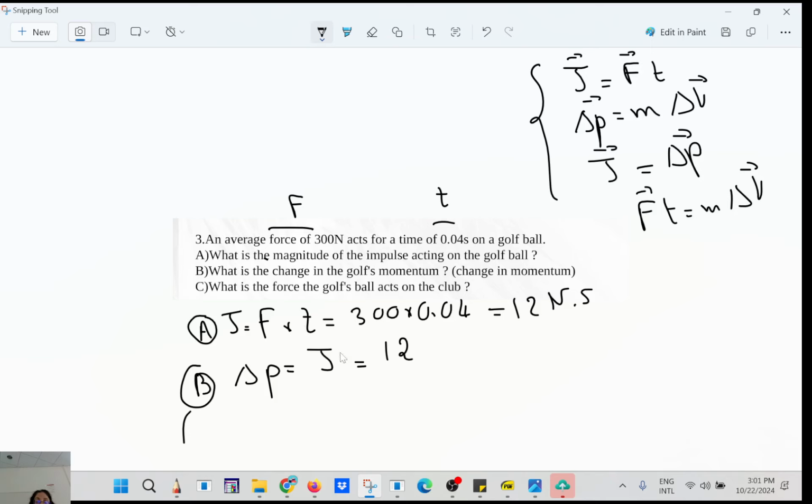Newton second. Usually you can also write Newton second, or you can say kilogram meter per second. This is the same thing as that. It's the same unit, right? Here I unpack the Newton, and then you see you're going to get the same thing. So the momentum is, I unpack the Newton and multiply by second, you're going to get the same thing. Okay, C.